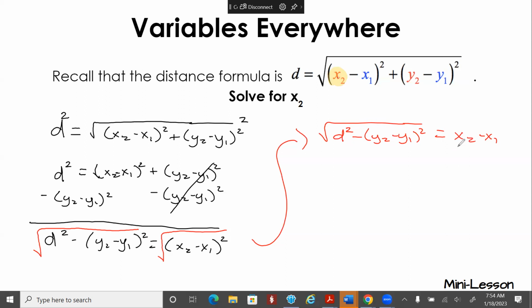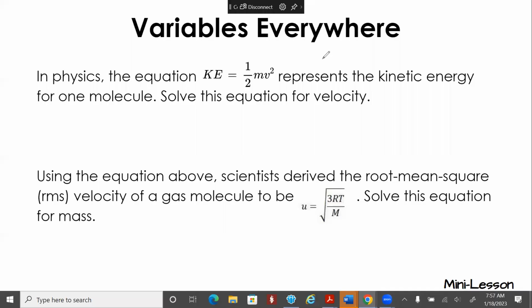Now we still want x sub 2 by itself, but it's attached to this negative x sub 1. So we're going to move that x sub 1 to the other side by adding. So we're going to get the square root of D squared minus y sub 2 minus y sub 1 squared plus x sub 1 equals x sub 2. This is the problem you want to know, because you're going to see this on your test. I'm telling you right now, you're going to see this one, and you'll probably see something very similar to this.